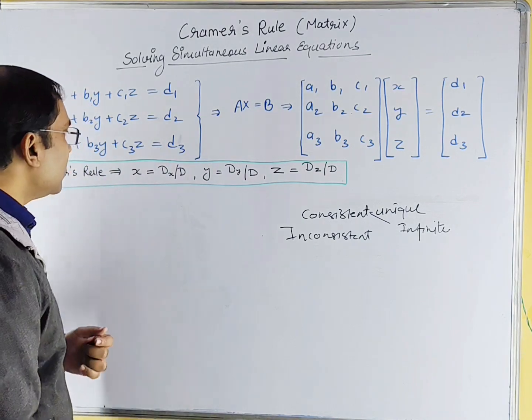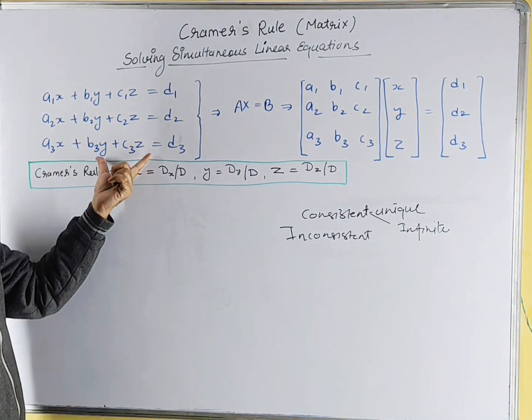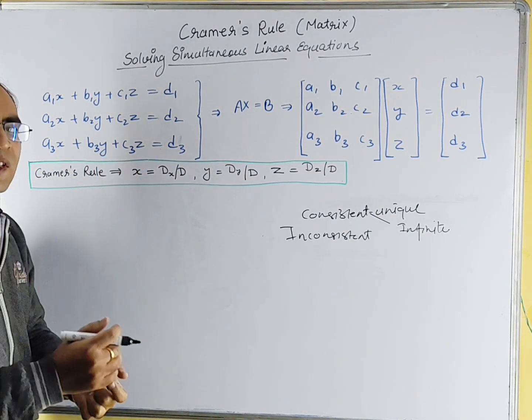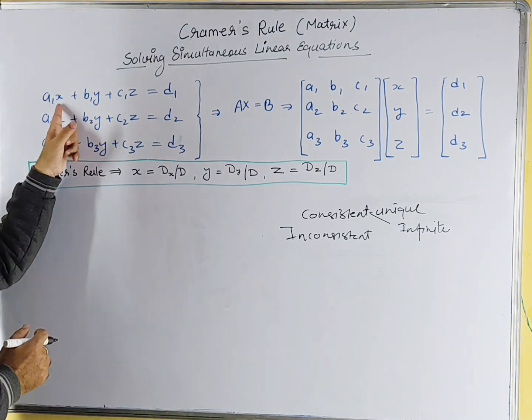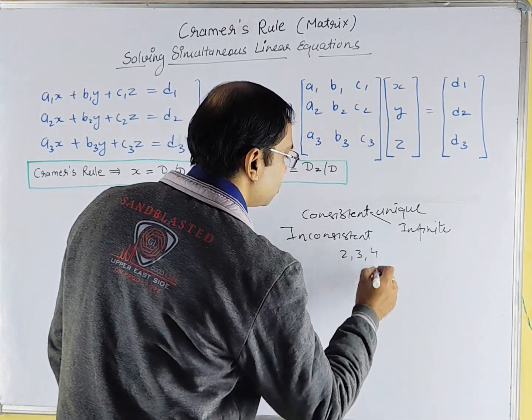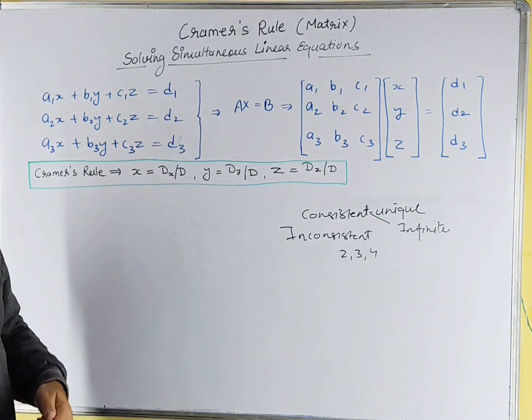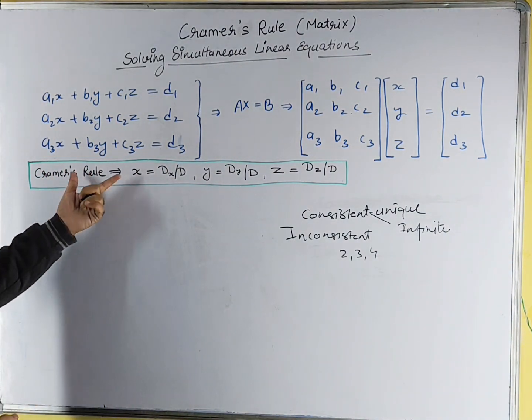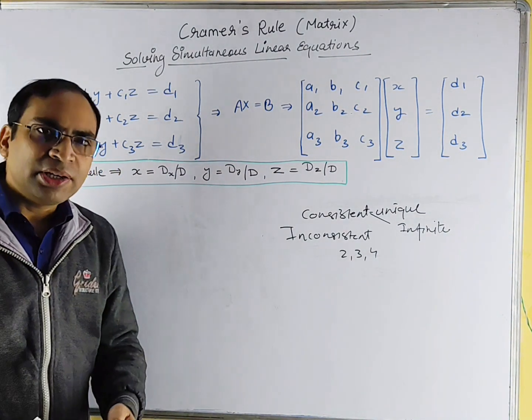The second limitation is that it is suitable for systems of linear equations which are small. Small means, let's say we have the number of variables as 1, 2 and 3. So it is suitable for variables which are 2, 3, 4 and so on. But it is not suitable for a very big system of simultaneous linear equations.